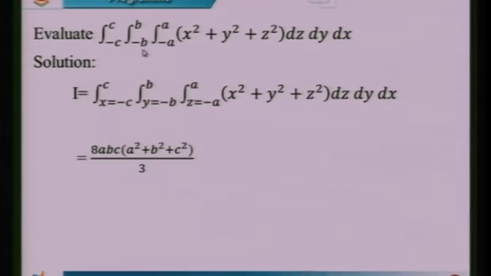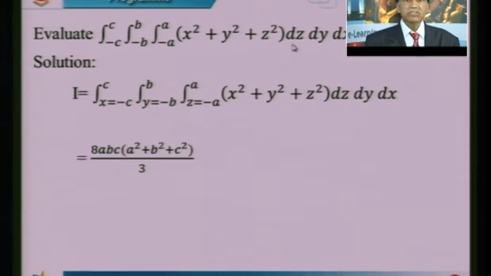Now, let me start with the triple integral with constant limits as the first problem, and then variable limits. This is the case of constant limits: minus c to plus c, minus b to plus b, minus a to plus a, of x square plus y square plus z square, denoted as dz, dy, dx. In the case of constant limits, I already told you that it can be done in the given order as it is, but in the case of variable limits we cannot do that.